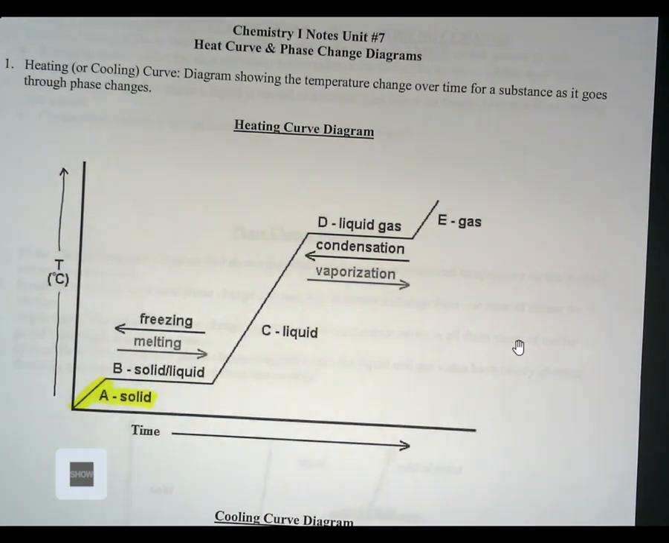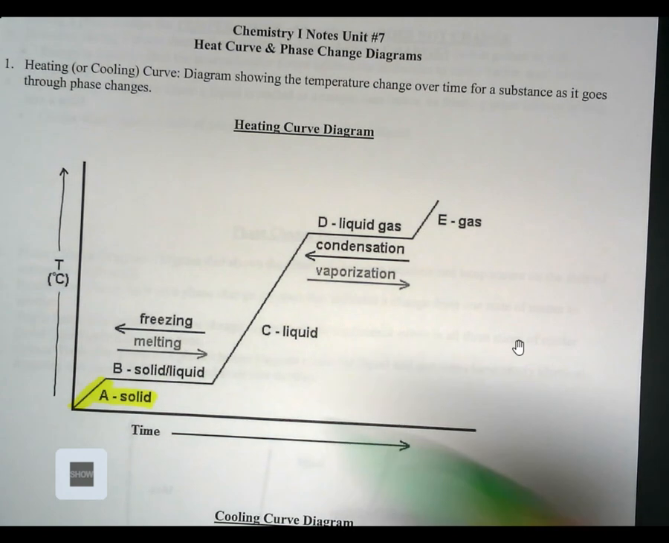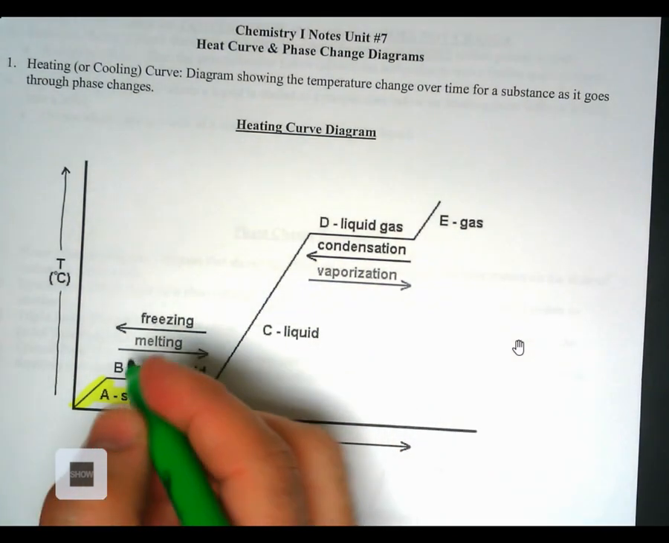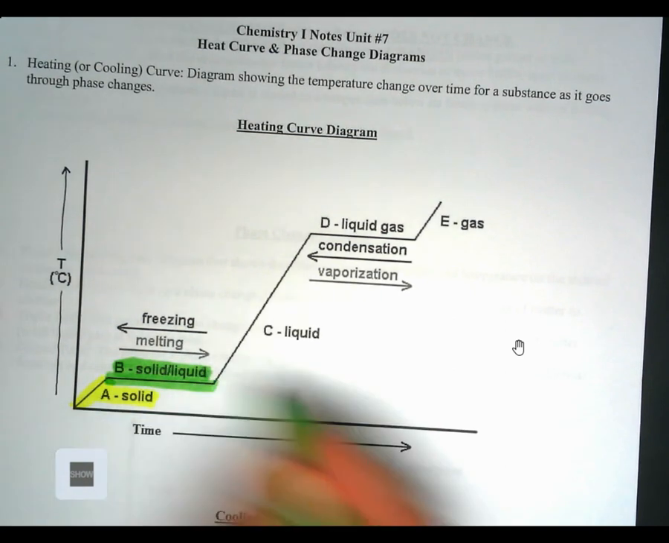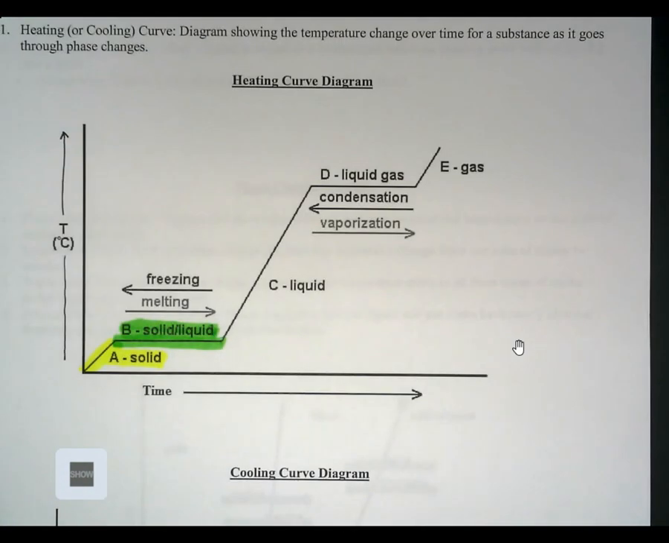Now, we get to this point here, solid/liquid with B. That's represented by this part of the line, this straight part there. This is the time when the actual phase change is happening. The solid is turning into the liquid. Okay? The actual phase change is occurring.